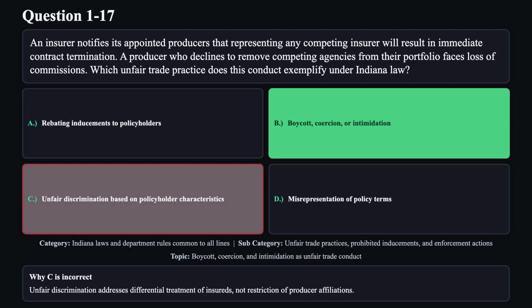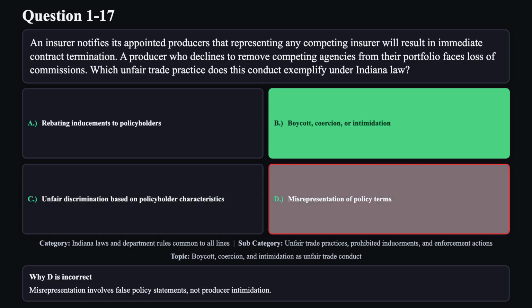Reason C is not correct. Unfair discrimination addresses differential treatment of insureds, not restriction of producer affiliations. Reason D is not correct. Misrepresentation involves false policy statements, not producer intimidation.